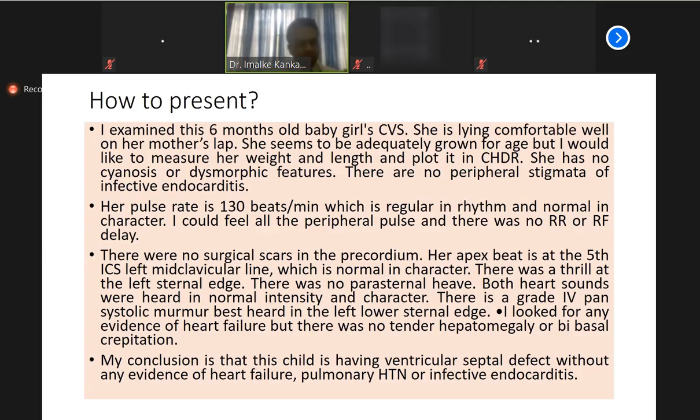You can jolly well get full marks, and then in the discussion we might ask, okay, what are you going to do? How are you going to know whether the child has got heart failure or not? What are the heart failure signs, symptoms, management? These are theory.